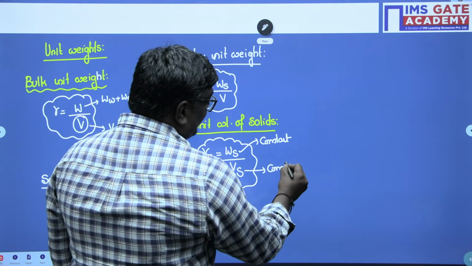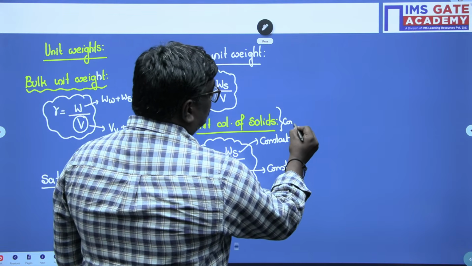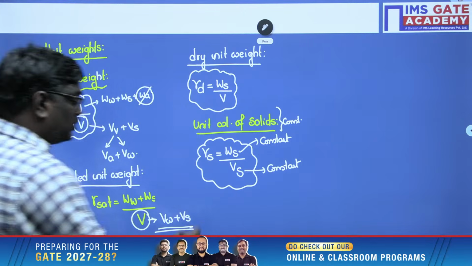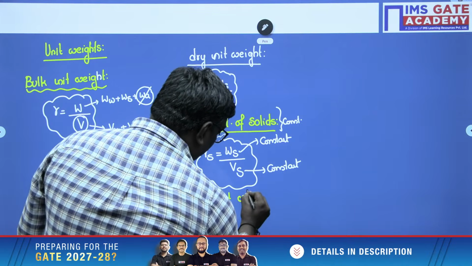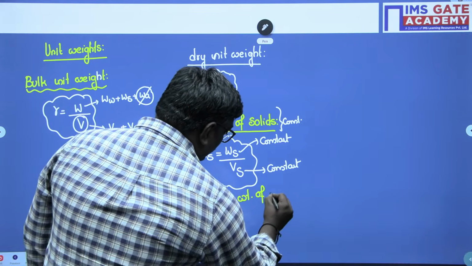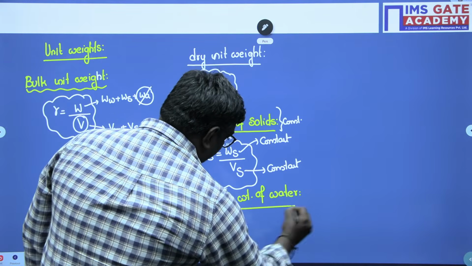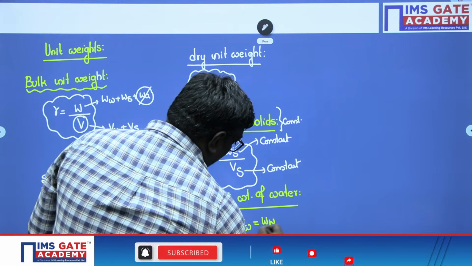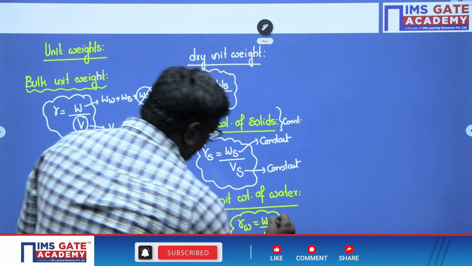So for any given soil, unit weight of solids will always be constant. So you should remember this. Similarly, if I ask you the unit weight of water, what is unit weight of water, sir? It can be written as gamma W is equal to weight of water by volume of water. This is called the unit weight of water.